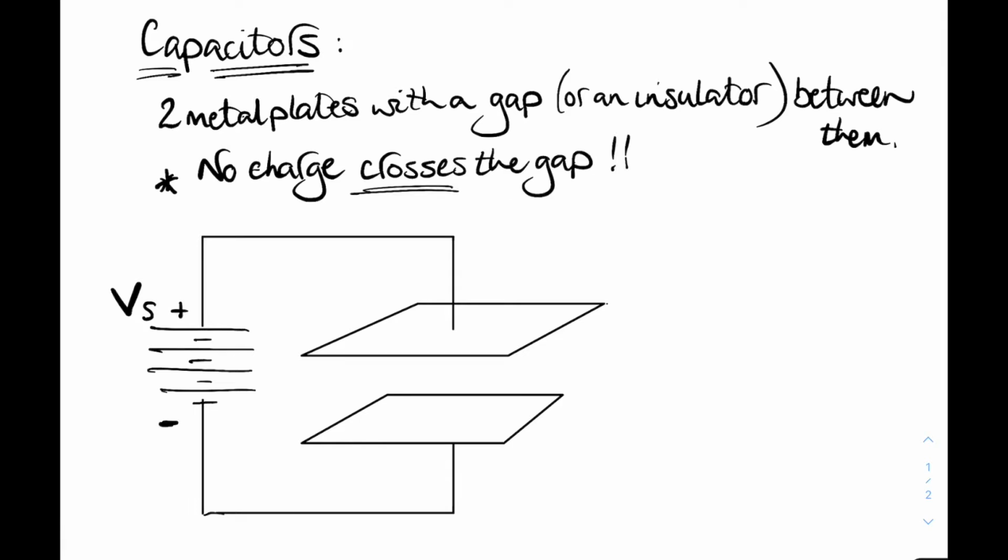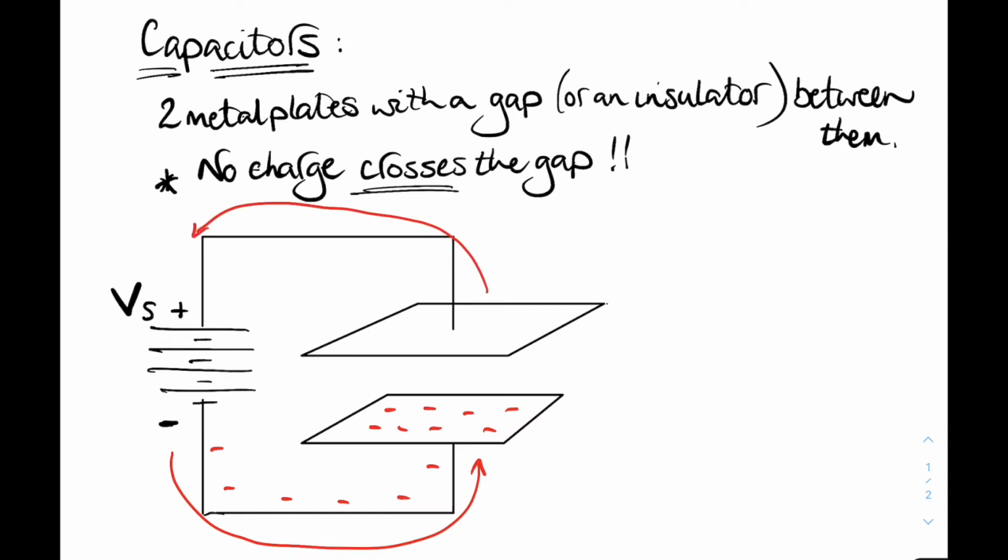So if we've got a DC supply here, then electrons will be pushed round from the negative terminal onto one plate, and they will build up on that plate, and electrons will be pulled towards the positive terminal from the other plate, and that will leave that top plate positively charged, and therefore we will have an electric field between the plates and a potential difference across the plates.